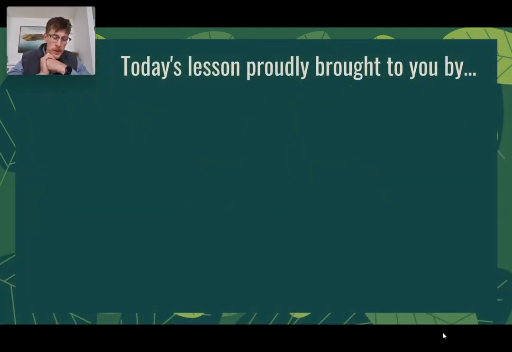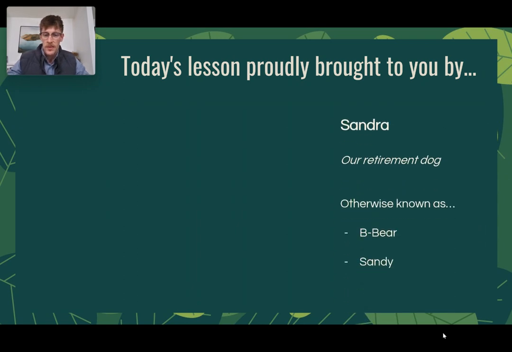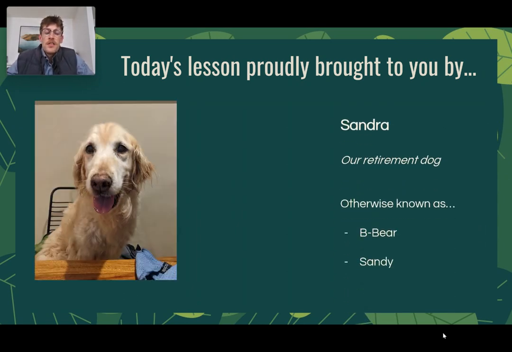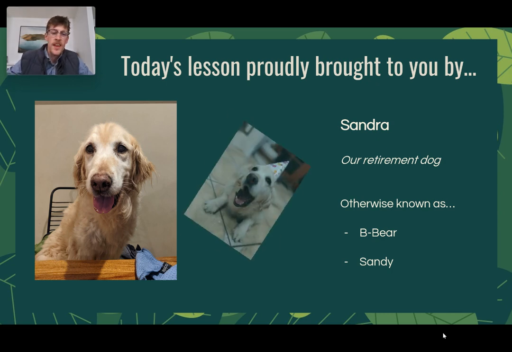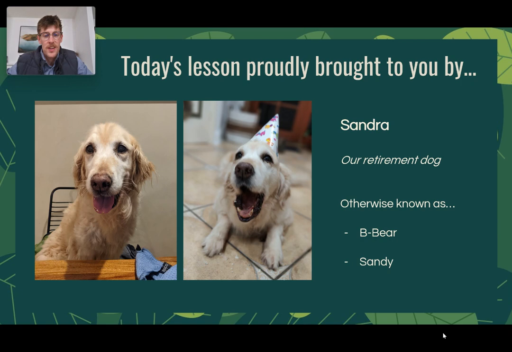This week's set of slides will be proudly brought to you by the last animal in the household, Sandra, our retirement doggo. So this is a picture of Sandra shortly after we got her, and then another picture of Sandra at her birthday last year. So you might be able to tell that she's put on about 10 kilos between those two photos, and she looks a bit more sprightly.